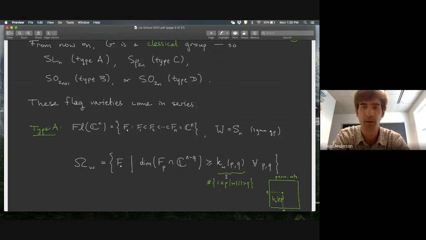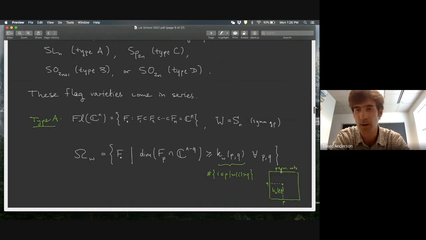But basically, I want you to think that there's some number that you can associate to any permutation matrix. I kind of sketched that out for you here. If you write down the permutation matrix for w, and you look at the lower left q by p submatrix, then count the number of ones that you see in there, or equivalently, ask for the rank of that submatrix. That's that number. So there's some number that you can easily figure out, and here's a formula for it. I want to make sure that the pth subspace intersects the n minus qth standard subspace in that amount for all p and q. That's another description of the Schubert variety.